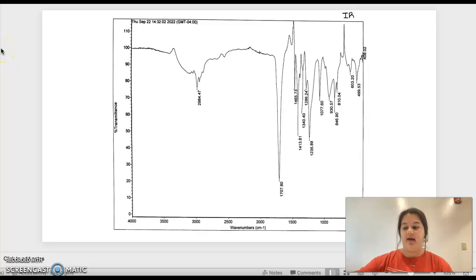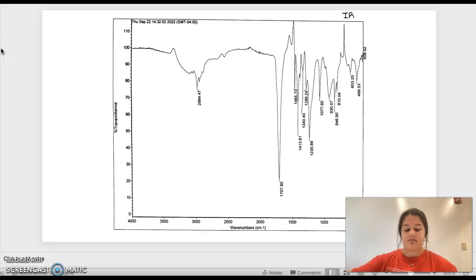Okay, so I'm going to start with my IR spectrum. The procedure was fairly easy. All you had to do was add a few drops of your substance to the machine, and the computer basically did everything for you. All you had to do was process and print out the spectrum at the end.